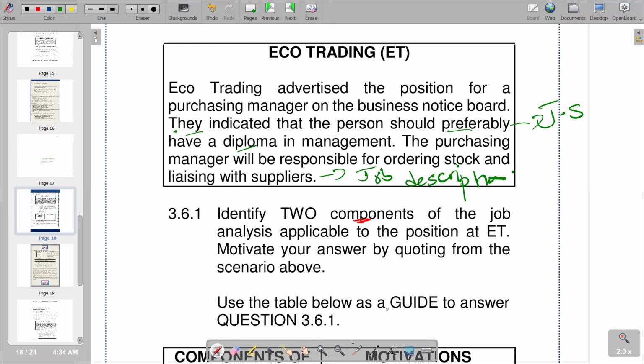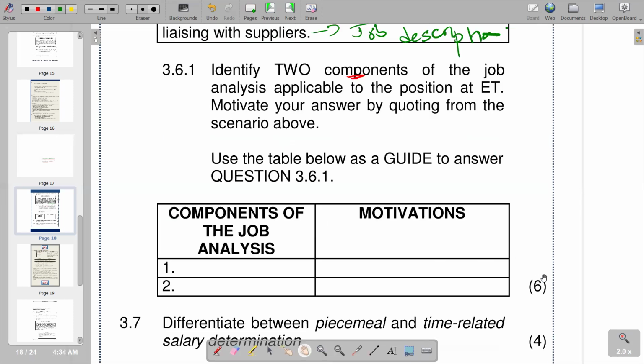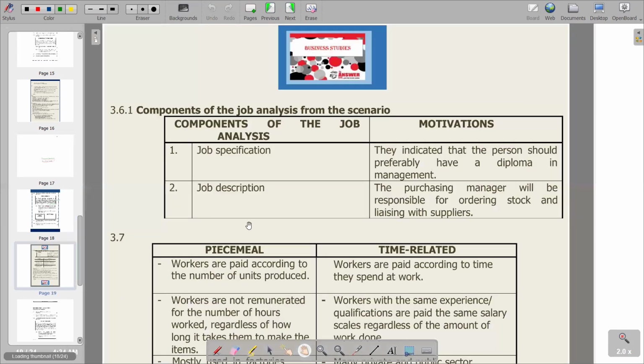Our question says use the table below as a guide to answer question 3.6.1. We have a table given here. Let's take note that the question has 6 marks, and there are 2 components, which means each component has 3 marks. So we are going to present it in the other section as such. You see that we have job specification, and then your motivation: the indicator that the person should preferably have a diploma in management, which is the first motivation for job specification. The second component is job description, and the motivation is that the purchasing manager will be responsible for ordering stock and liaising with suppliers, just like that. So this is what we have.